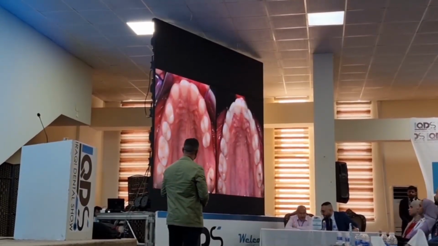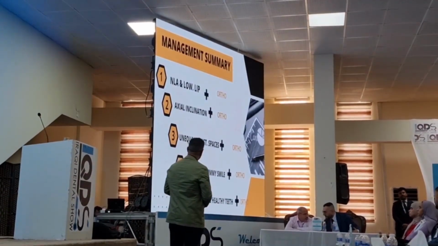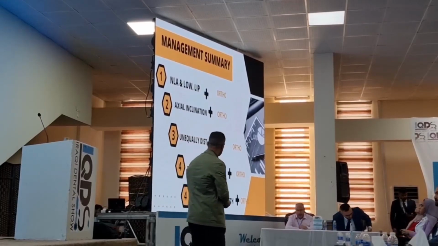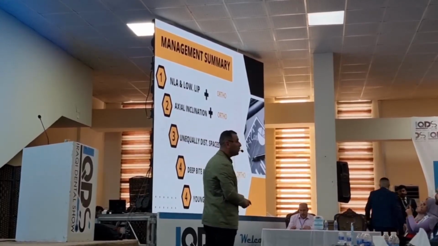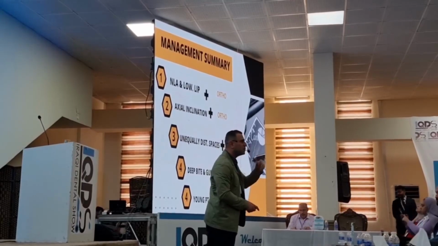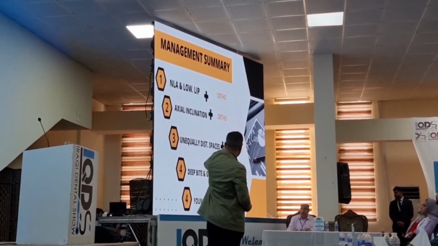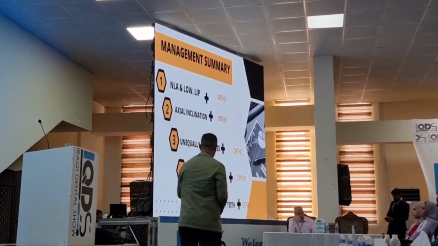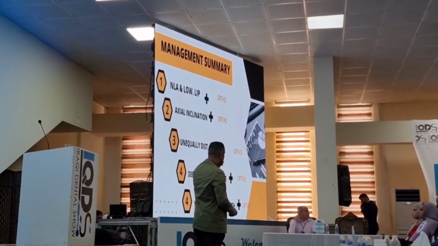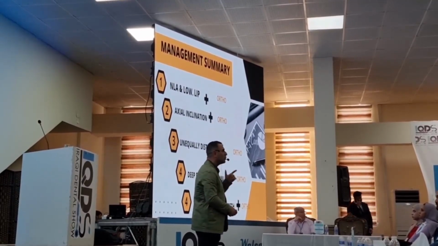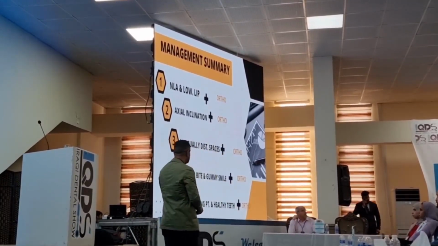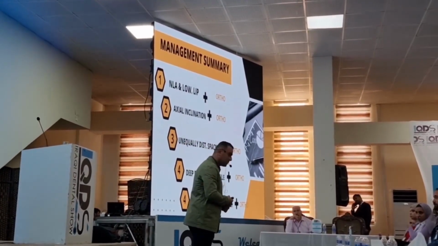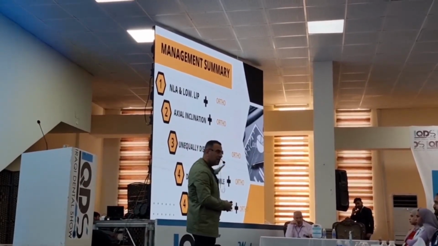This is the same case. Management summary. If the nasolabial angle and lower lip are positive, which I mean prominent, do ortho. If the axial inclination is positive, do ortho. And if the spaces are equally distributed, do ortho. If you have deep bites and gummy smile, do ortho and close spaces. All these cases have spacing.